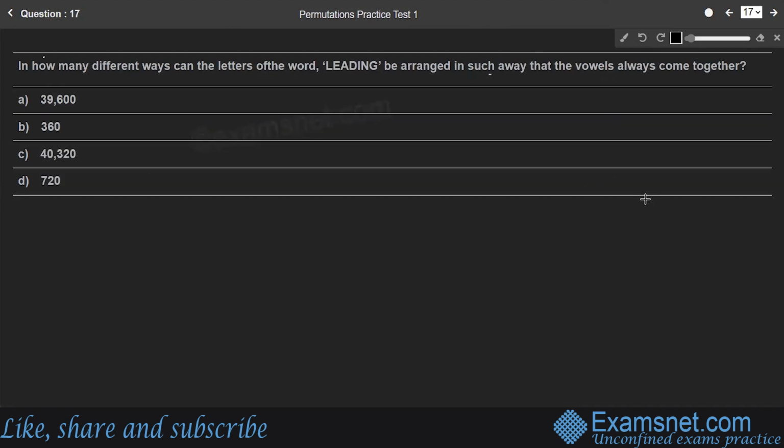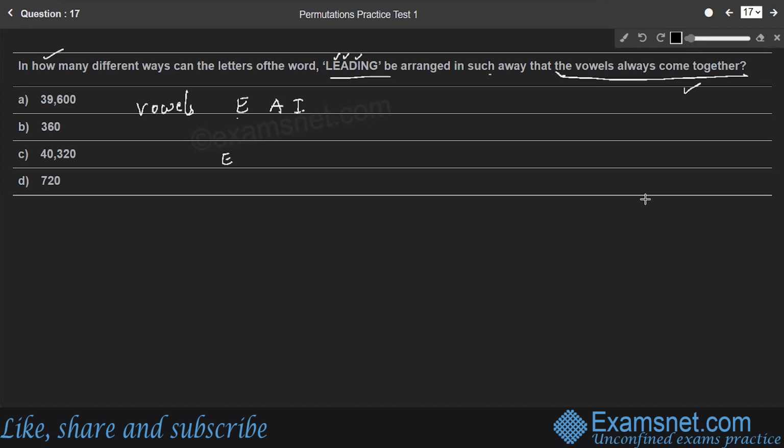Question number 17. In how many different ways can the letters of the word LEADING be arranged in such a way that the vowels always come together? So this part is very important. The three vowels in the given word, E, A and I, should always come together. Therefore, we'll consider the vowels in the given word, E, A and I. Wherever the position of these vowels may be, they should always come together. So there are many ways of arrangement of these vowels.